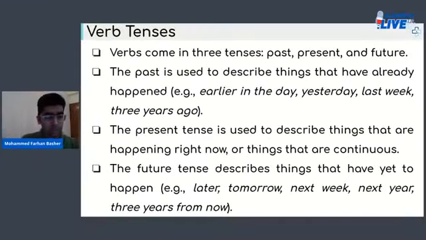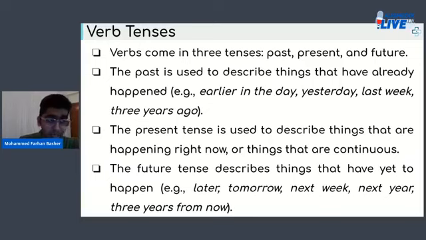So what do we understand, or what are we getting from this particular slide here? Verbs come in three tenses: the past tense, the present tense, and the future tense. So the past tense, if you describe anything in the past tense, you would probably mean that the action you're talking about clearly took place in the past, right? Something which has already happened, right? Okay, maybe that incident or that action took place yesterday.